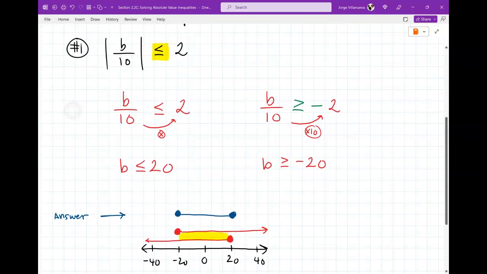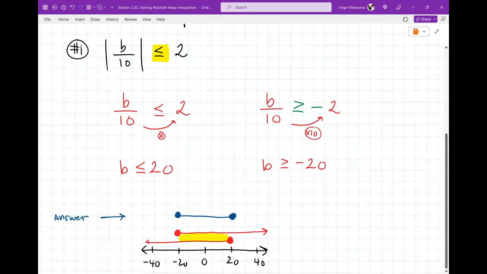So just to review really quick, and then we'll go on. For question number 1, we got absolute value of b over 10 less than or equal to 2. I noticed that the absolute value is being pointed at by the inequality. So remember, that's an and problem. We broke it apart into 2 pieces. The first one was normal, b over 10 less than or equal to 2.